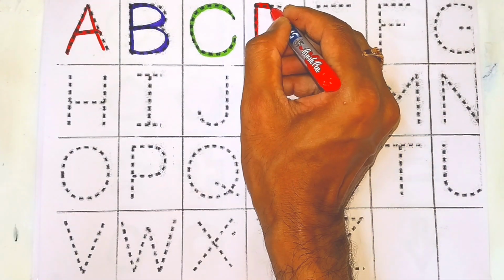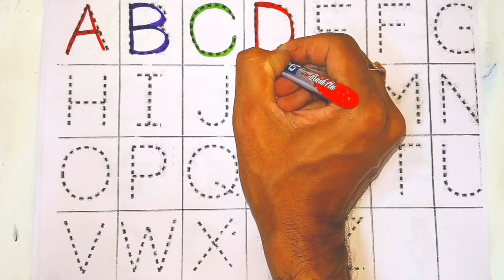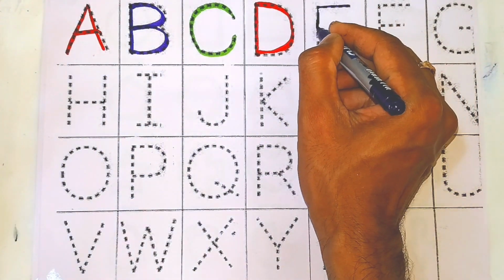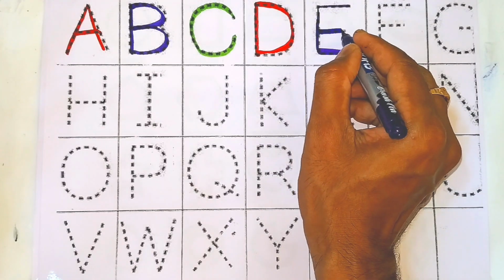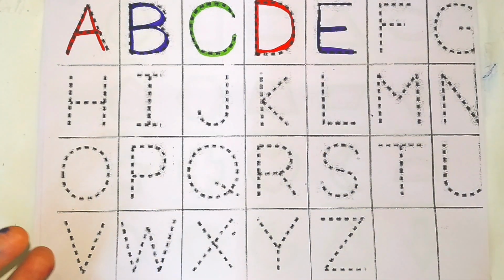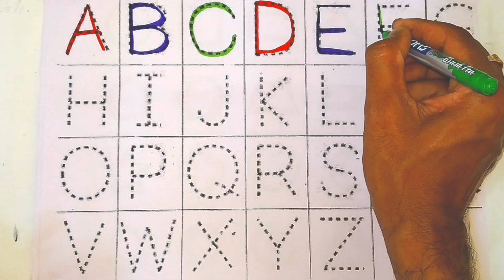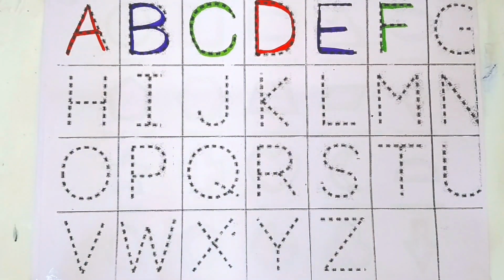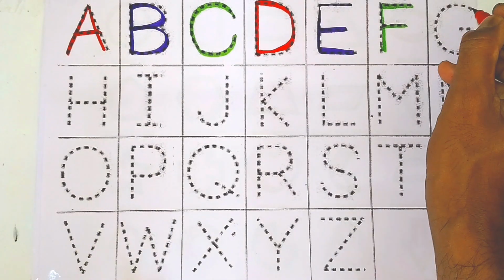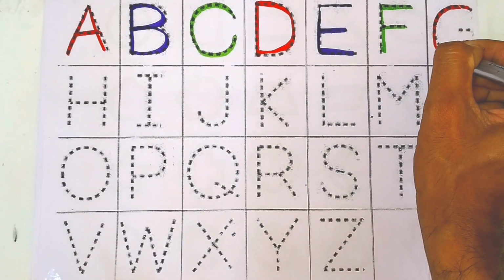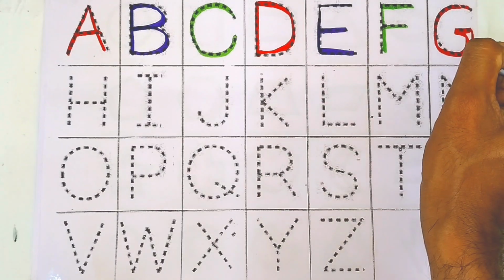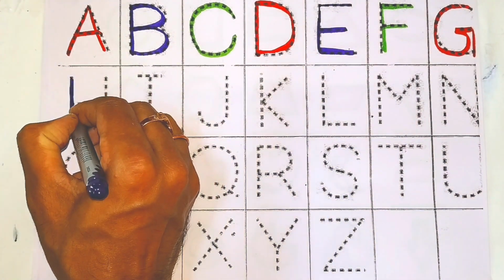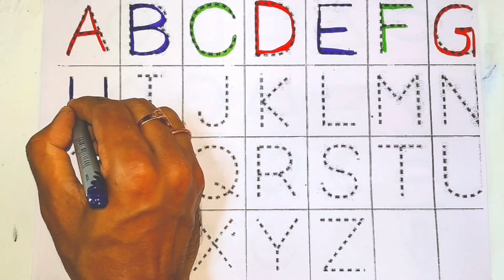D for dog, D for doll. E for elephant, E for eagle. F for fox, F for fish. G for grapes, G for goat. H for horse, H for hen.